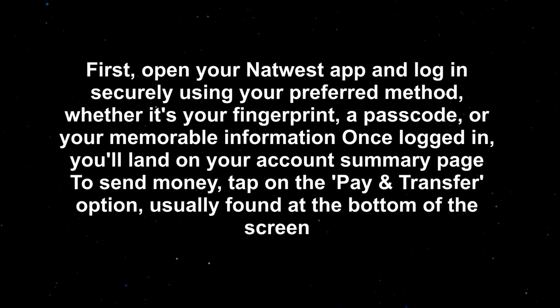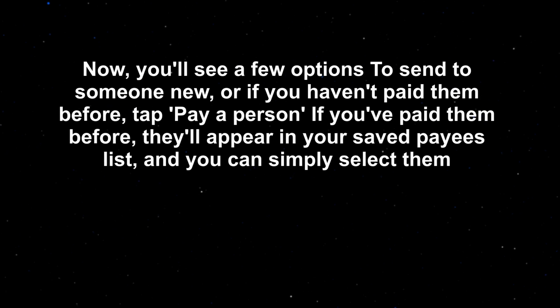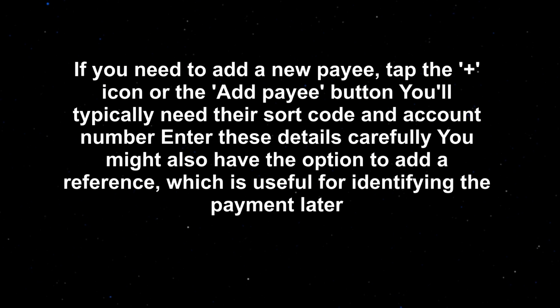To send money, tap on the Pay and Transfer option, usually found at the bottom of the screen. Now, you'll see a few options to send to someone new, or if you haven't paid them before. Tap Pay a person. If you've paid them before, they'll appear in your saved payees list, and you can simply select them. If you need to add a new payee, tap the plus icon or the Add Payee button.